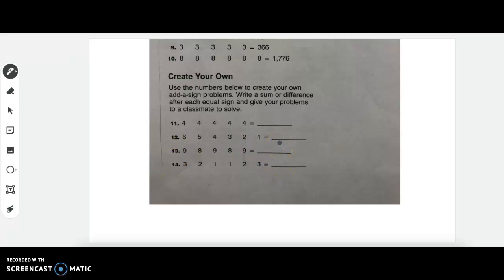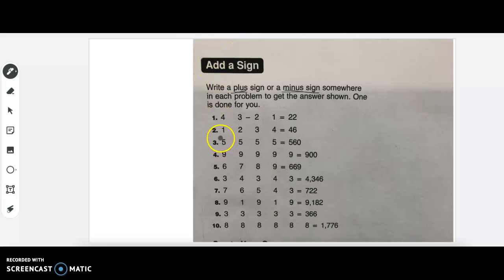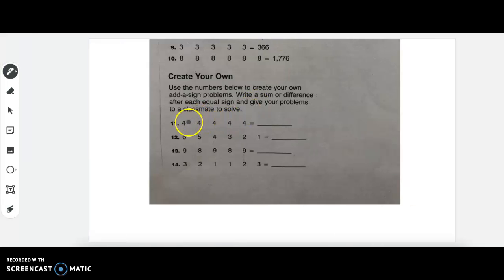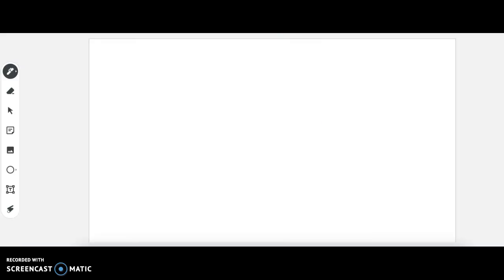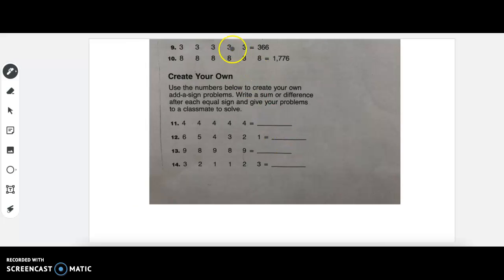Okie doke. When you are finished with this whole page, so you're finished with numbers 2 through 10, where you have to just add the sign, and then numbers 11 through 14, where you add the sign and you find the sum or the difference or the product, then I want you to take a picture and attach it to this file. Okie doke. All right, guys, have fun.